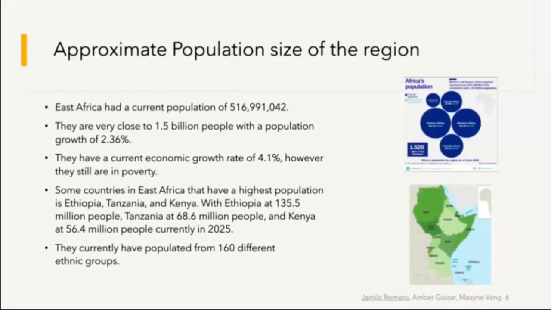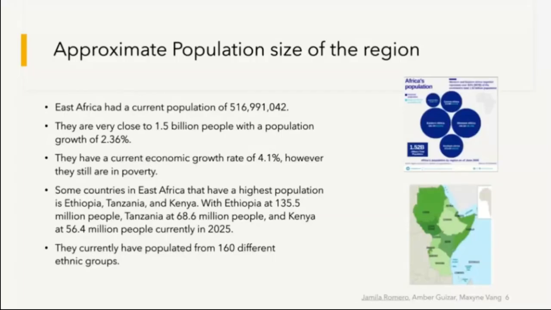East Africa has a current population of 560,991,042. They are very close to 1.5 billion people with a population growth of 2.36%. They have a current economic growth rate of 4.1%. However, they are still in poverty.